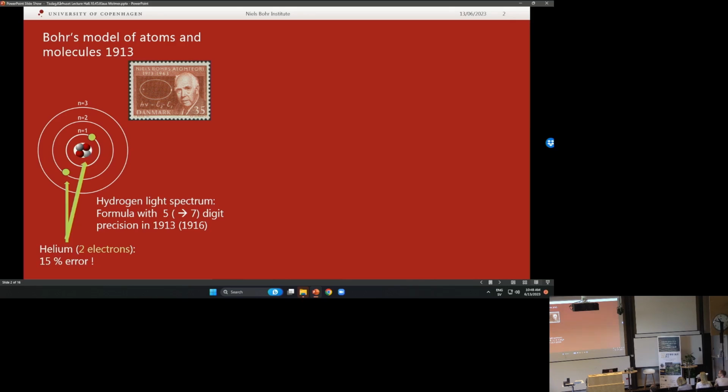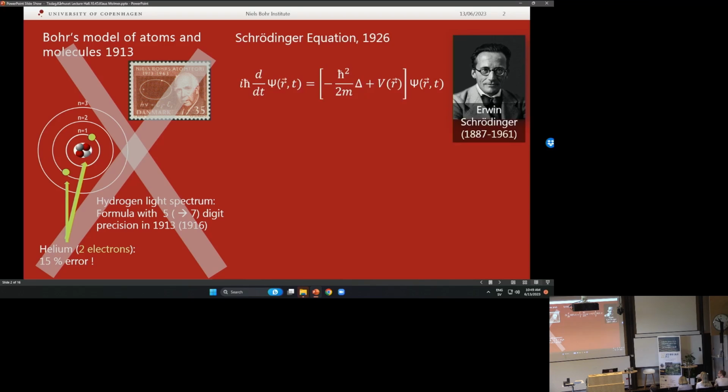If you go to other atoms, for example, helium, which has 2 electrons instead of 1, it's a really bad approach. It gives 15% disagreement, no matter how much Bohr was tweaking the parameters and tweaking his students into doing the calculations. And of course, as you know, if you're working in quantum physics, Bohr's model of the atom is not right. It's actually a wrong model of the atom, but it was a stepping stone towards the quantum mechanics that appeared in the next decade, for example, with Schrödinger's wave mechanics.